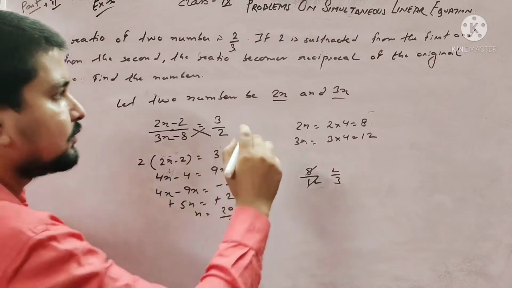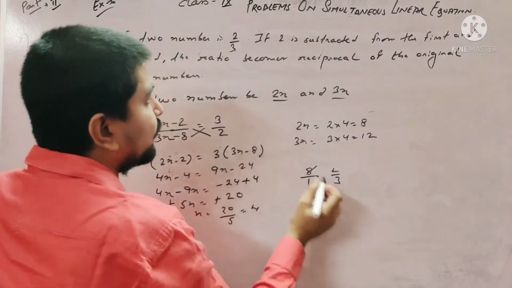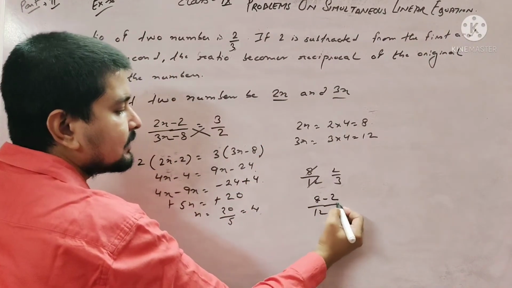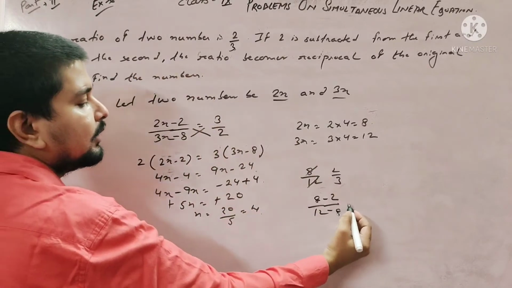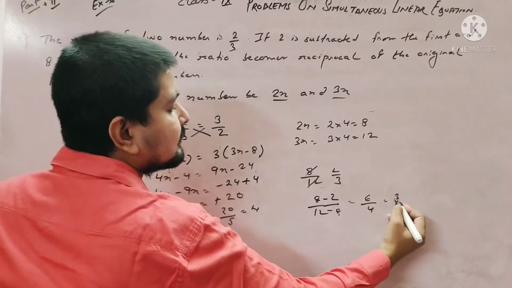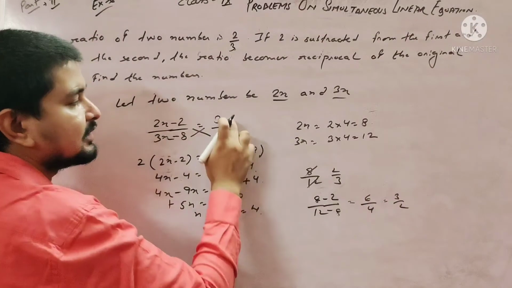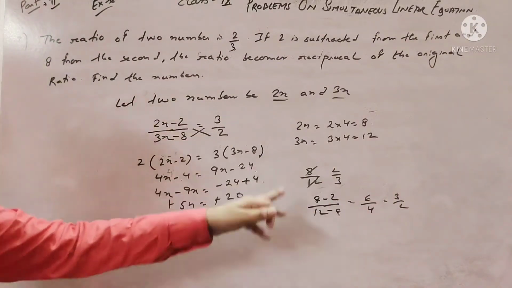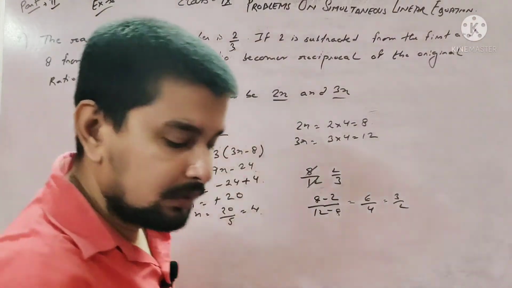Okay, again you check 8 by 12. When you subtract 2 from this and 8 from this one, you get 6 by 4, that is 3 by 2. Your ratio is reciprocal, you see. So that means our answer is correct. 8 and 12 are the two numbers.